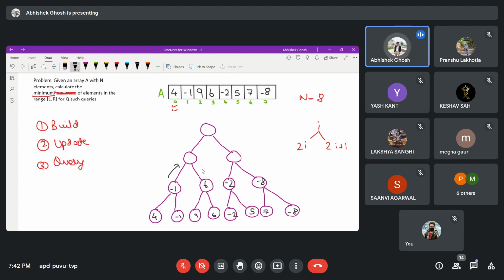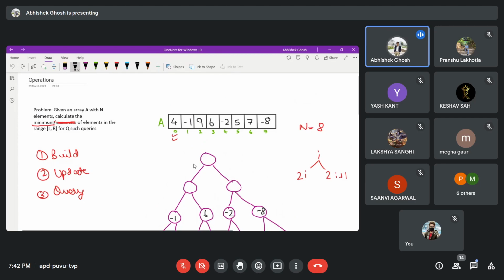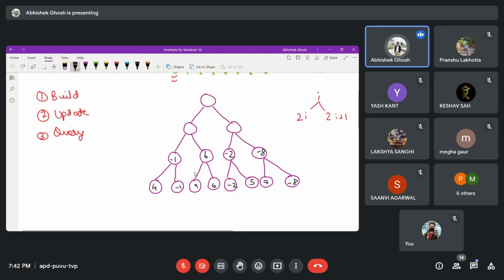Both of these children will return the value to their parent node, and the parent node will solve the larger problem. 6 and minus 1 is minus 1, minus 2, minus 2, minus 8, minus 8. So the minimum for the whole array is minus 8. So this is how the build operation is performed.